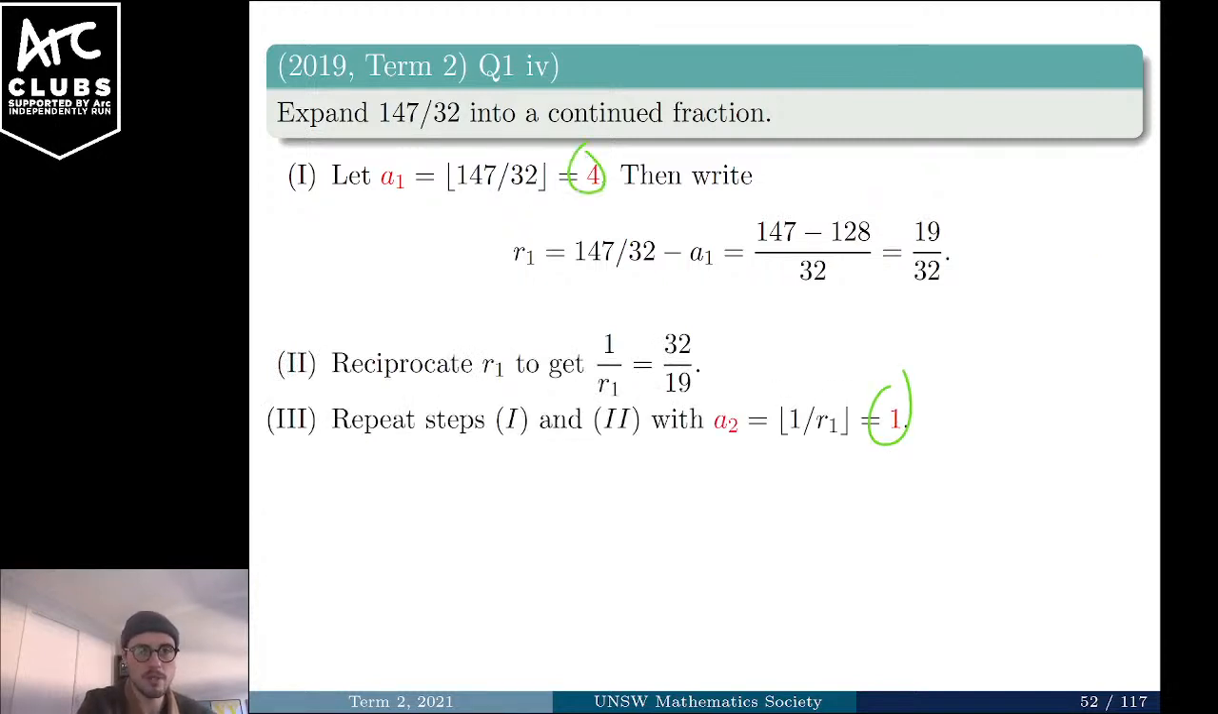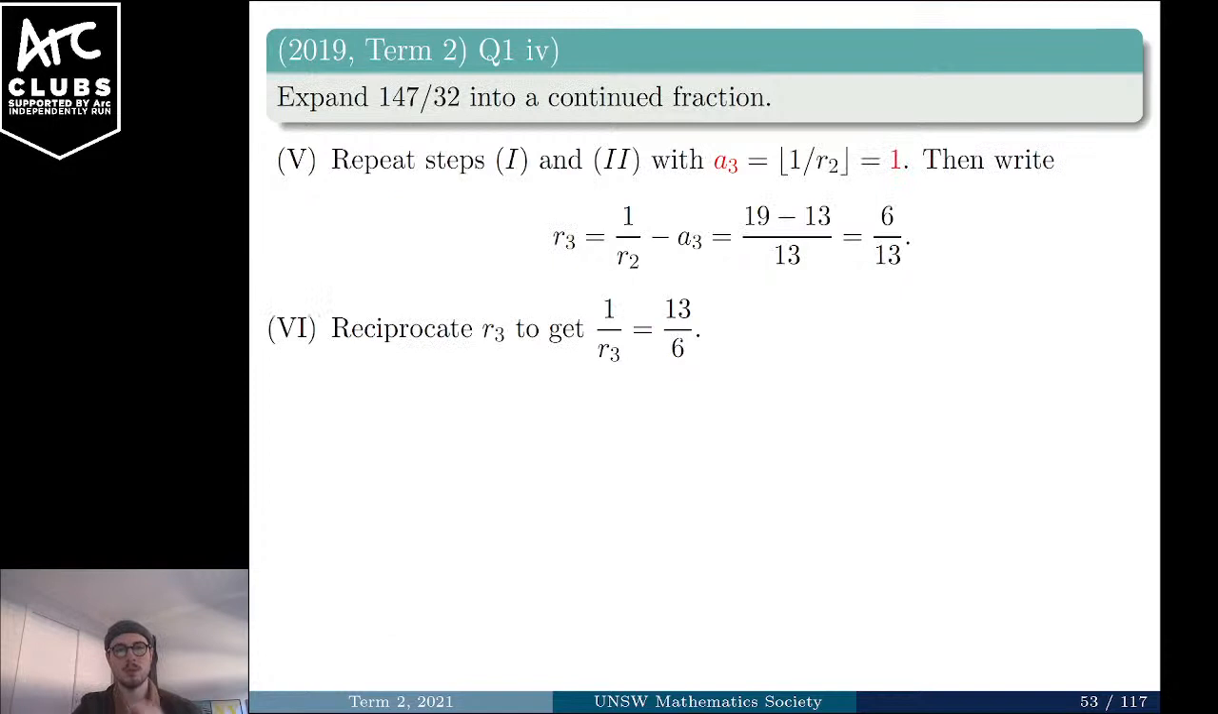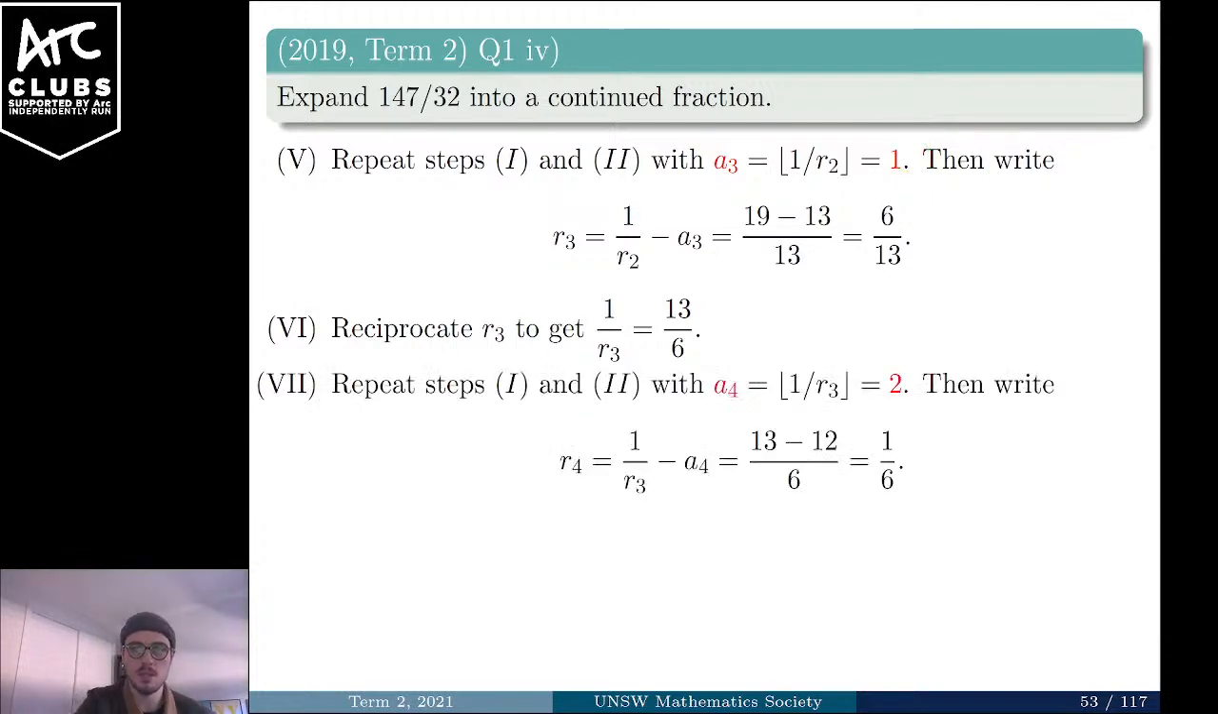So we got 4, which is our first part before the semicolon, and now we're into the fractional part, so we've got a 1. Okay, so let's keep going. We find the remainder, we flip it, we take the floor, we get another digit, great, we're powering through this. We find the remainder, we flip it, we take the floor, we get another integer, great.